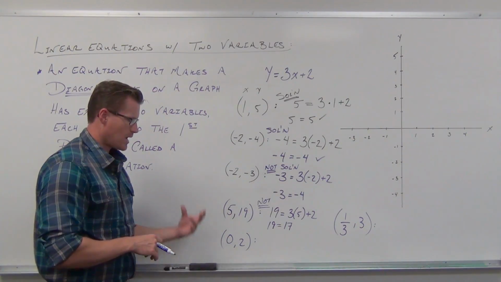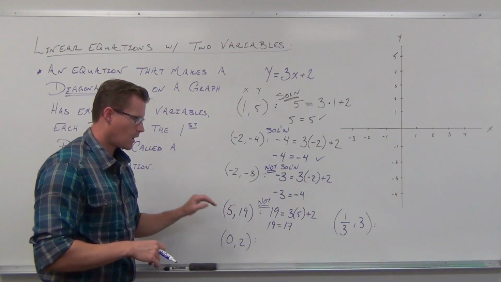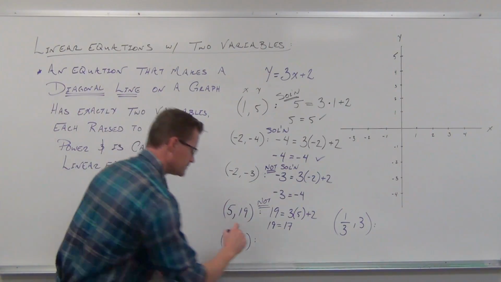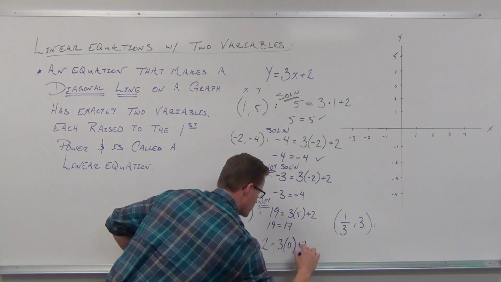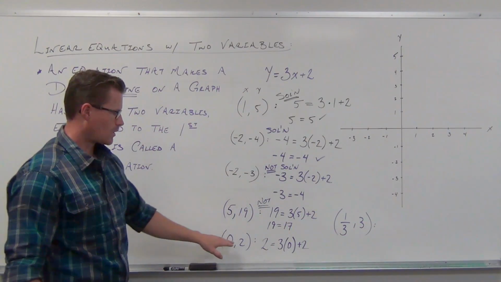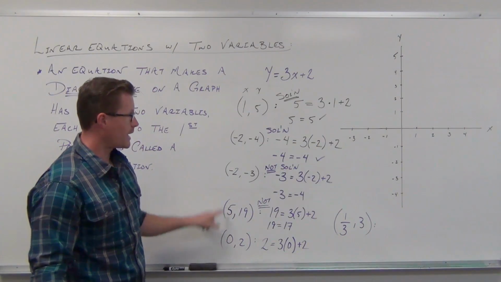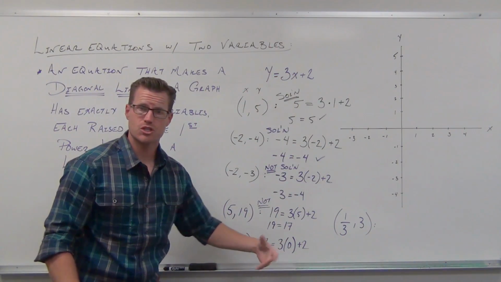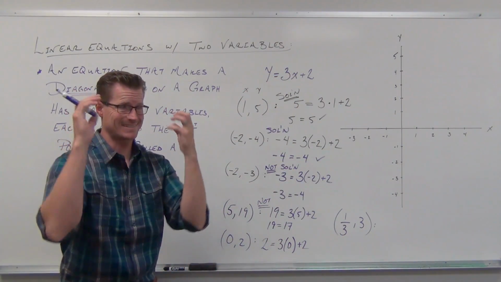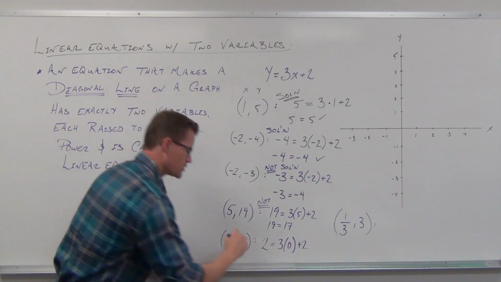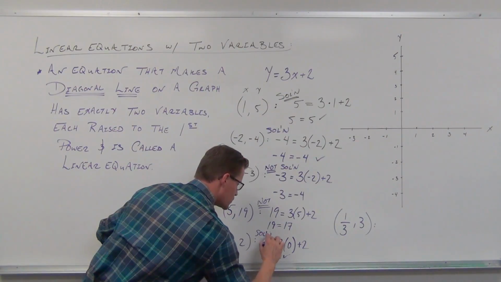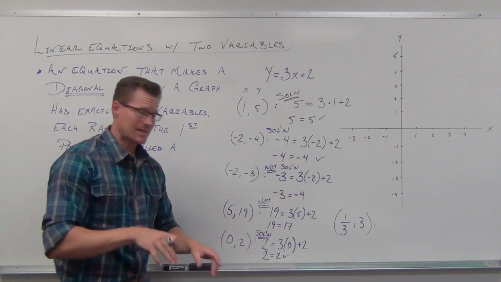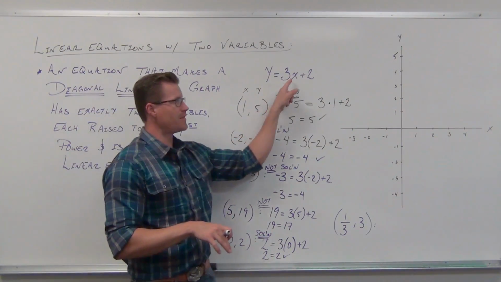Let's plug that in. Our x-coordinate is 0. Plug it in. Our y-coordinate is 2. Plug it in. Our y became 2, our x became 0. Notice you're still multiplying. 3 times 0 is 0. 0 plus 2 is 2. Yeah, that's a solution. That tells us that this point is on that line.